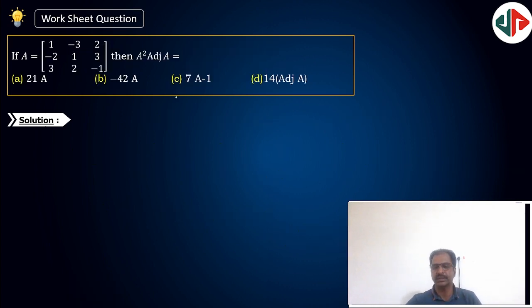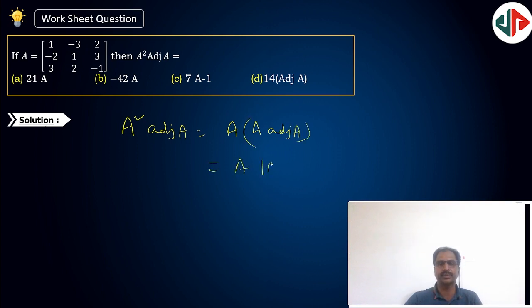Next. Matrix A is given. You have to find A square into adjoint. A square I am writing like this. A into adjoint. What is the formula for A into adjoint A? A into adjoint A is determinant A into I. Determinant A is a constant, is a number. Any matrix multiplied with unit matrix gives same matrix. So A into I is A. So you have to find that determinant A. So what is that determinant A? Find that.